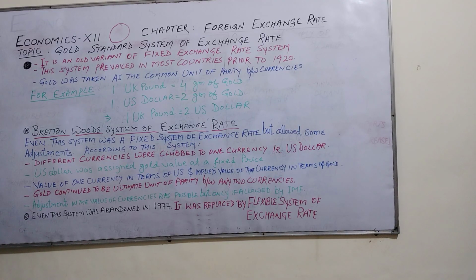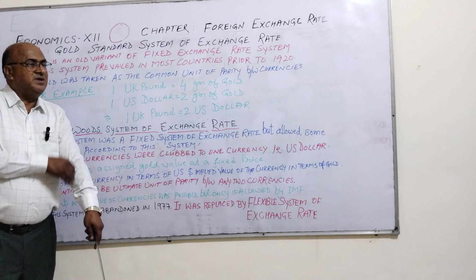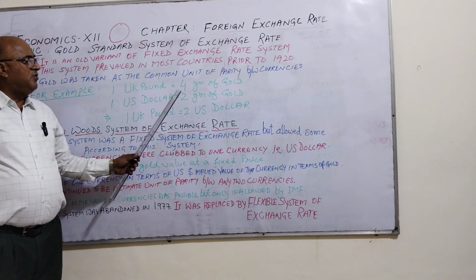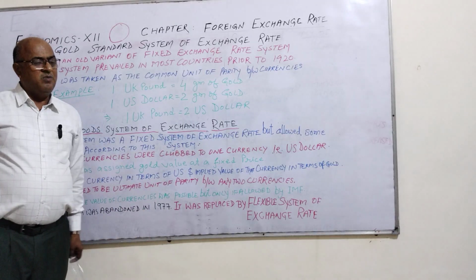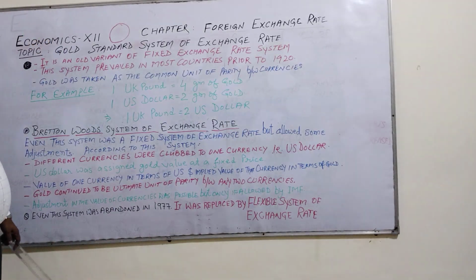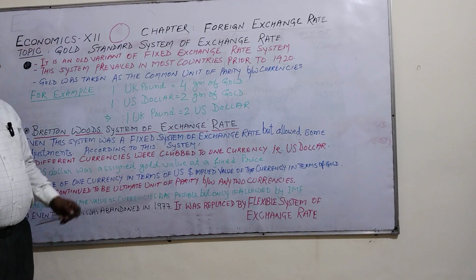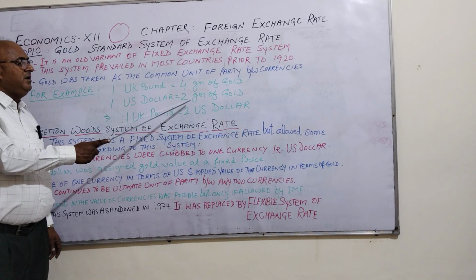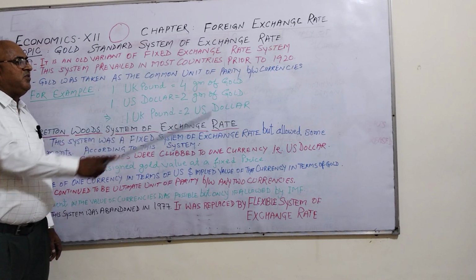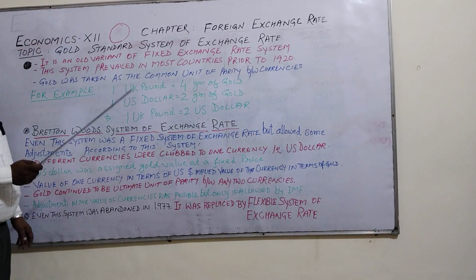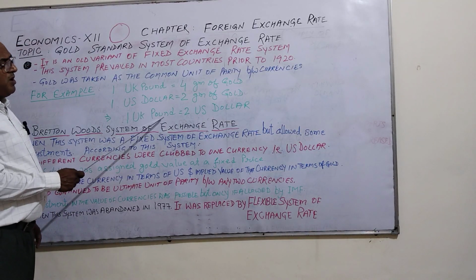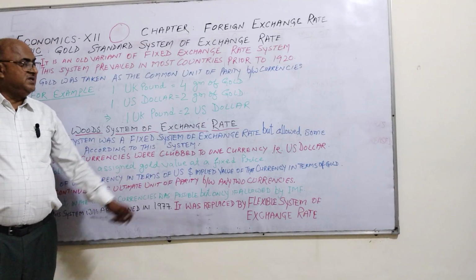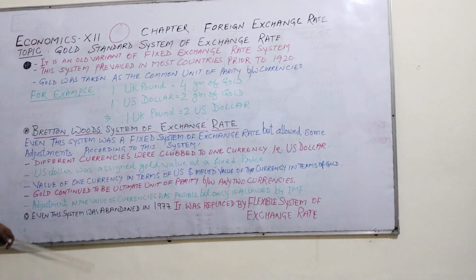For example, sometimes a question may ask, give an example. So here is the example: 1 UK pound is equal to 4 gram of gold. 1 UK pound can purchase 4 gram of gold. On the other hand, 1 US dollar can purchase 2 gram of gold. So it means the ratio is 1 UK pound is equal to 2 US dollar. This is the ratio 1 is to 2.